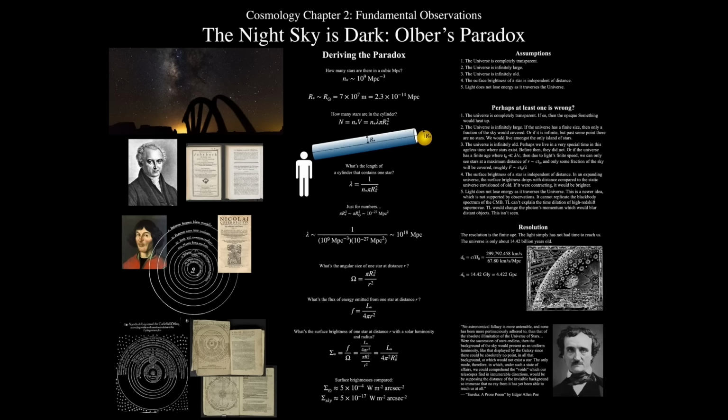Hey there, everyone. Welcome back to this Introductory Cosmology course. We're on Chapter 2, and we're talking about fundamental observations, and we're going to be talking about Olbers' Paradox. The night sky is actually dark.